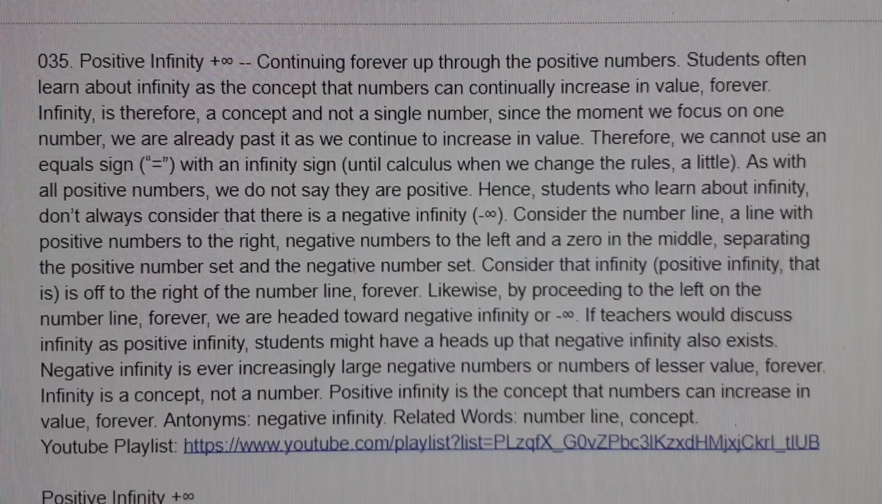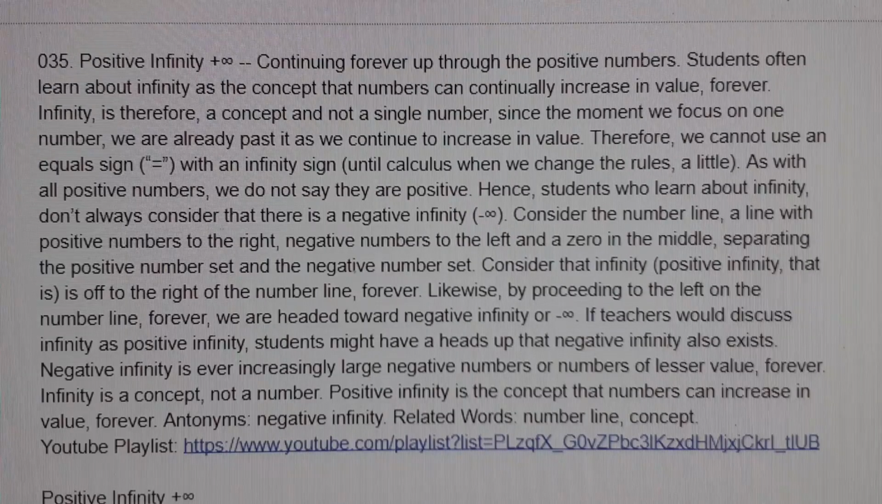If teachers would discuss infinity as positive infinity, students might have a heads up that negative infinity also exists. Negative infinity is ever increasingly large negative numbers, or numbers of lesser value, forever.